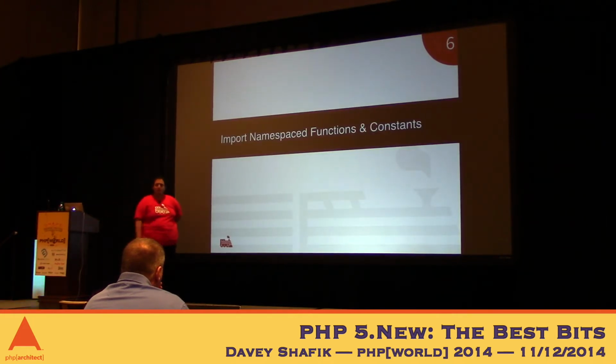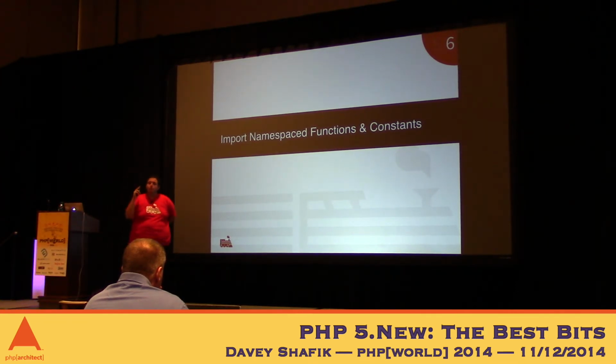With 5.6, they added the ability to import namespaced functions and constants. Prior to that, it was only classes. So outside of the namespace that you were in, that constant or function had to be either fully qualified or aliased, which was really janky, but at least allowed you to kind of shorten it down.